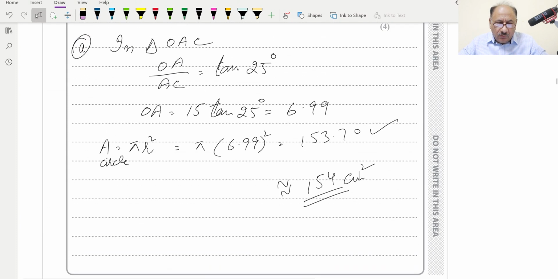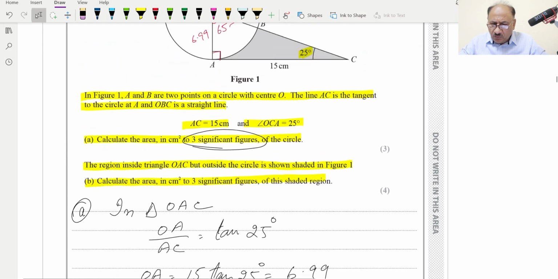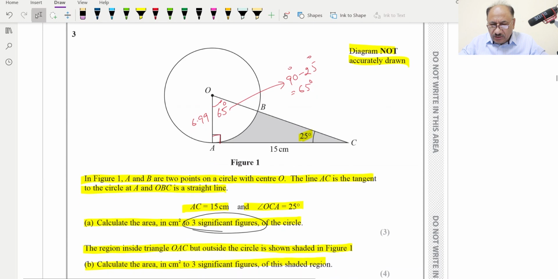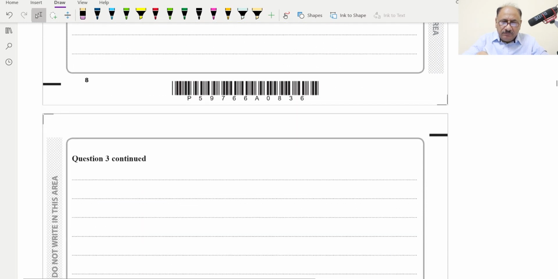This will be the answer. Now for B part, it says the region inside triangle OAC but outside the circle is shown shaded in the figure 1. Calculate the area in centimeter square to three significant figures of this shaded region. So this is basically the shaded region shown on the drawing, which we need to calculate. If we find area of the triangle and subtract the area of sector, this will be the area of the required shaded part.